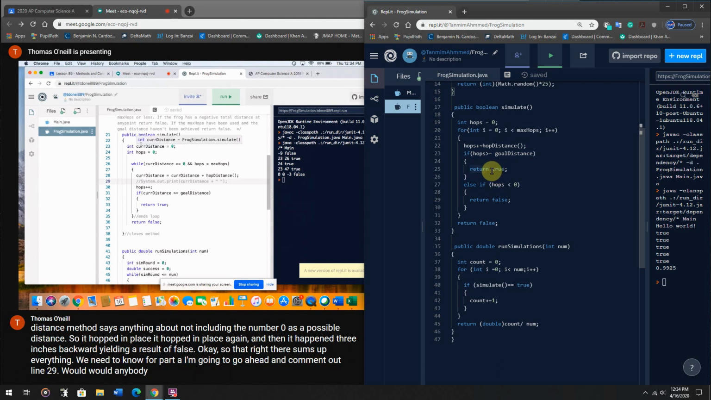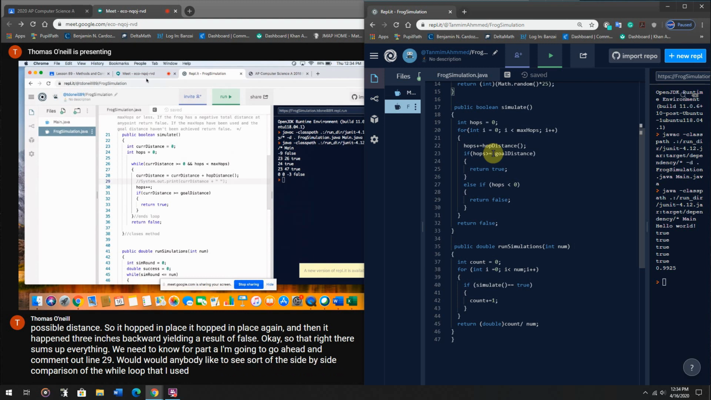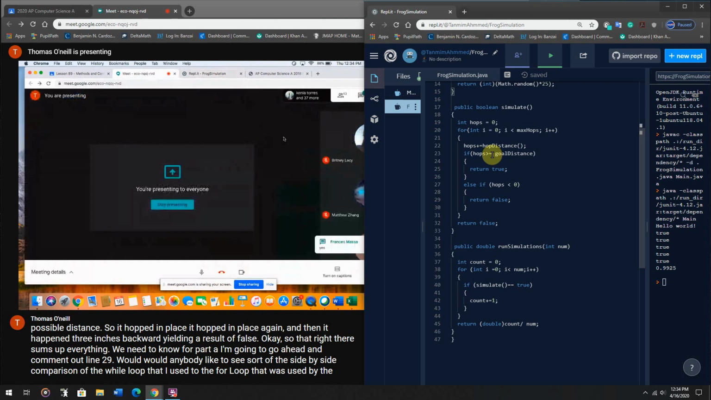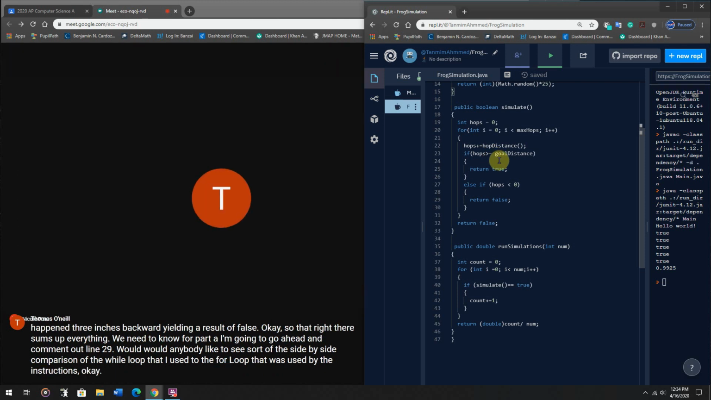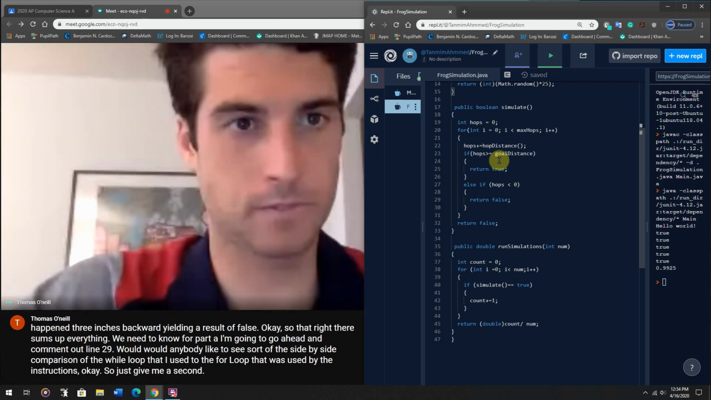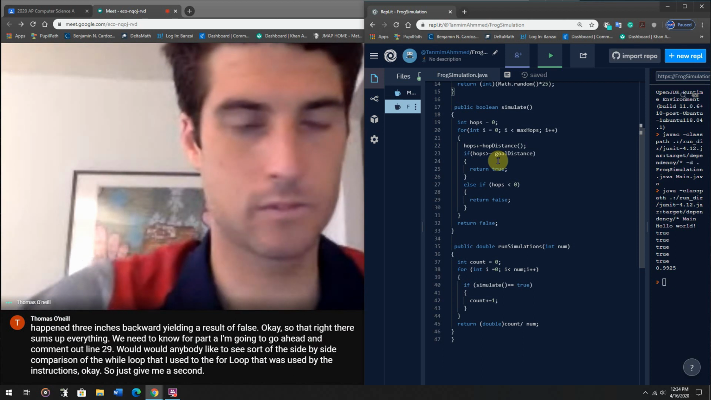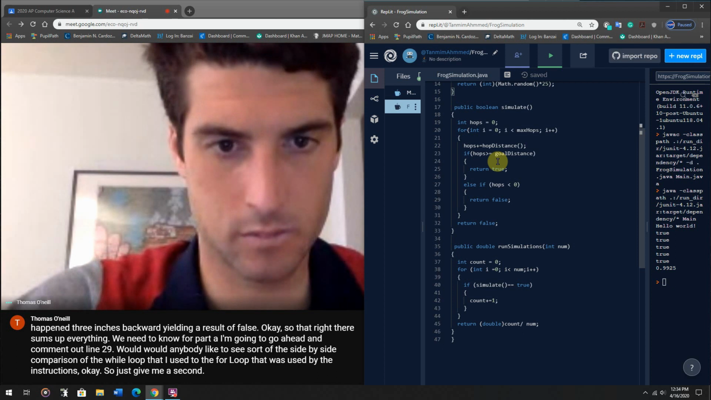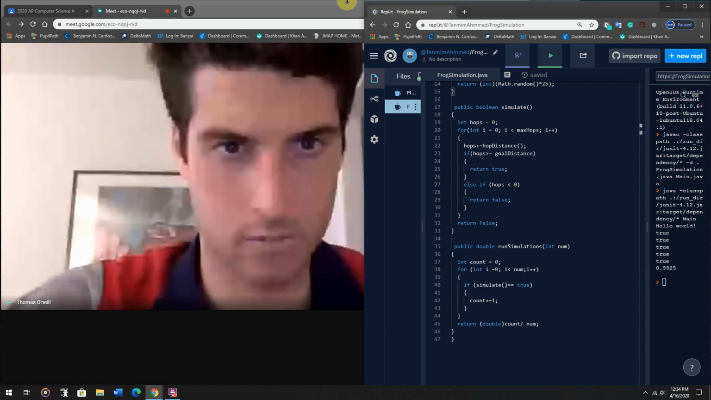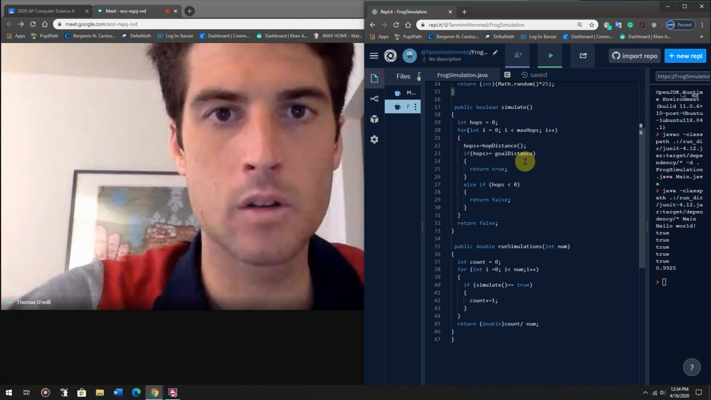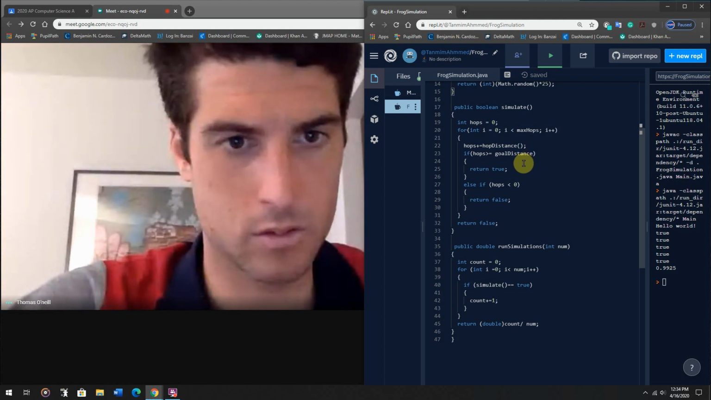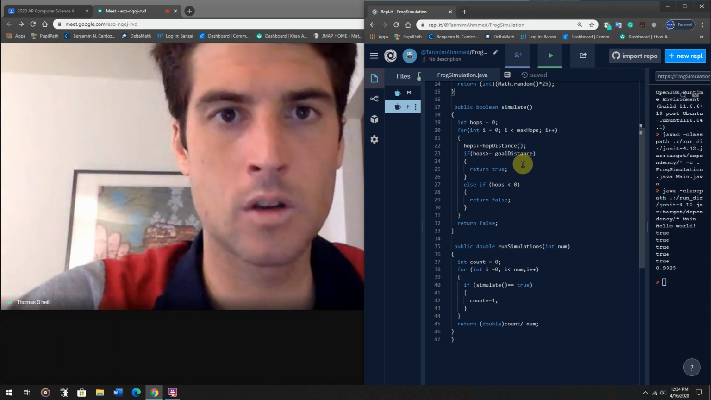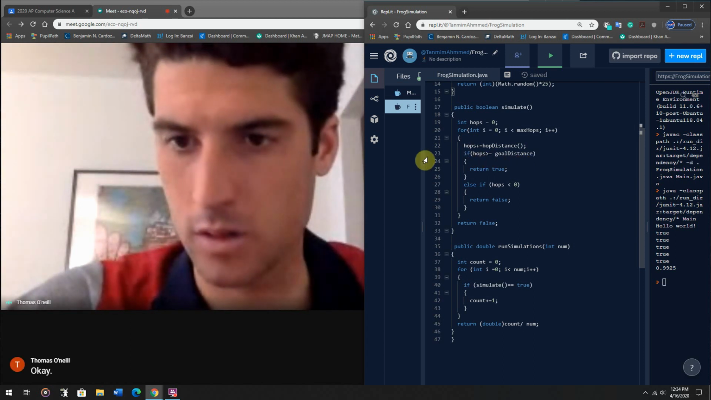Would anybody like to see a side-by-side comparison of the while loop that I used to the for loop that was used by the instructions? Okay, just give me a second.